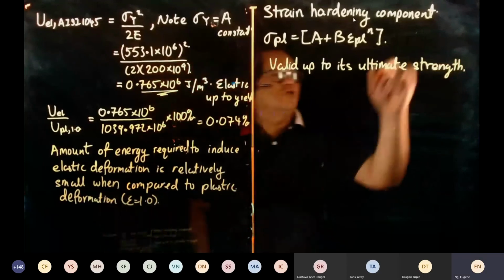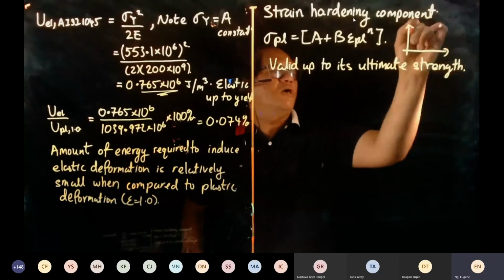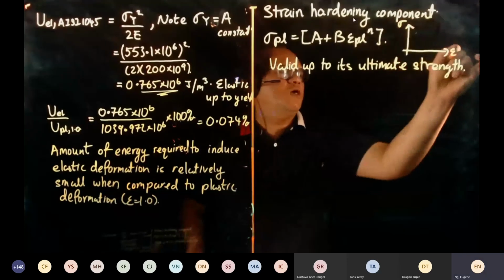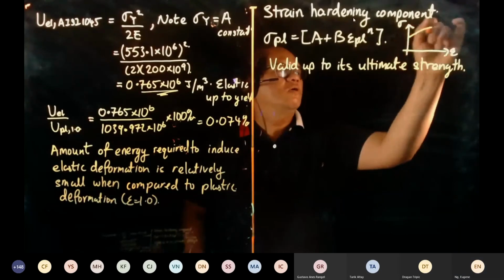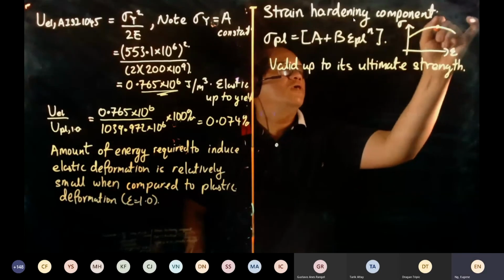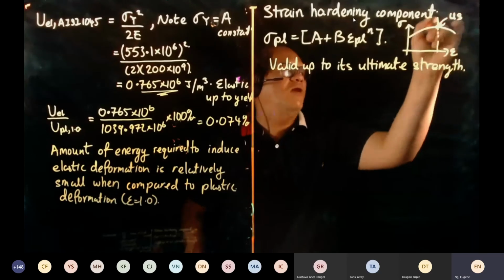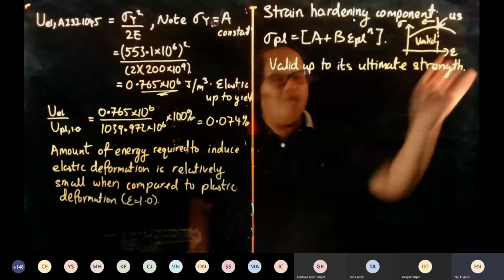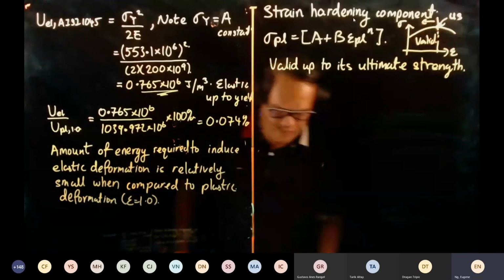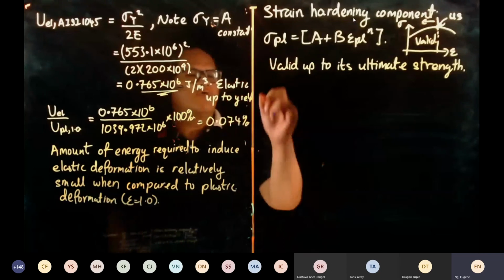What I mean by ultimate strength is, if you have stress and strain, then you will have this behavior over here, and over here is your ultimate strength. So this expression is only valid on this side. Beyond that it is not valid anymore, because that is when necking occurs. Now the first thing we will look at is three different materials.